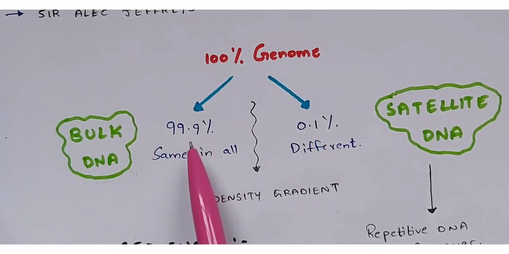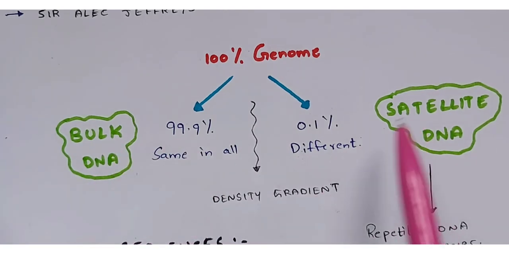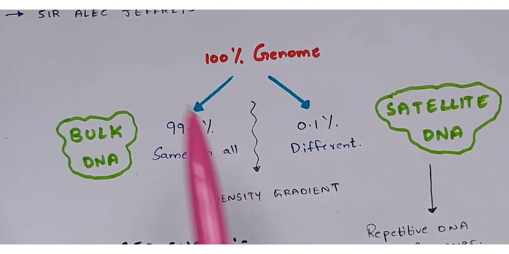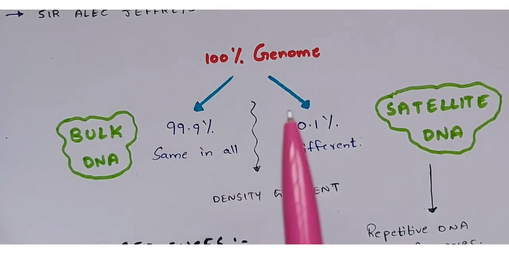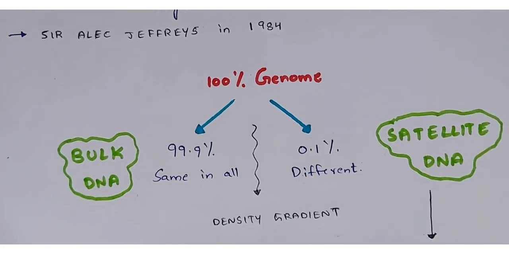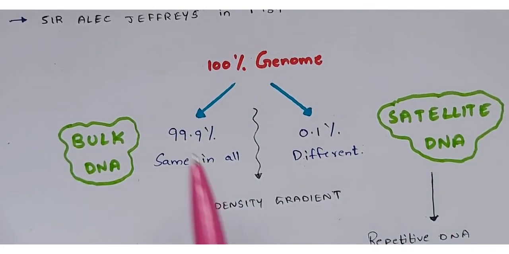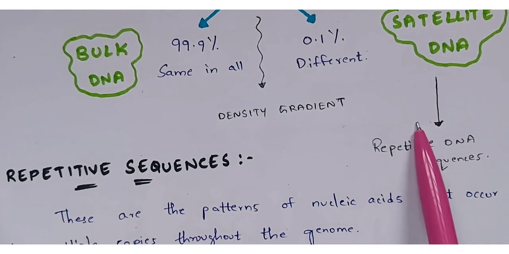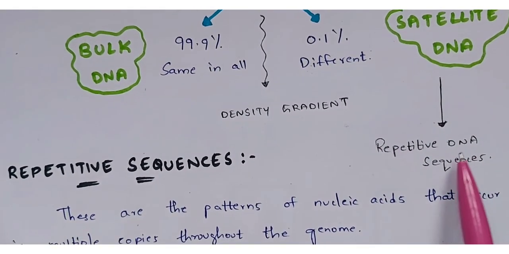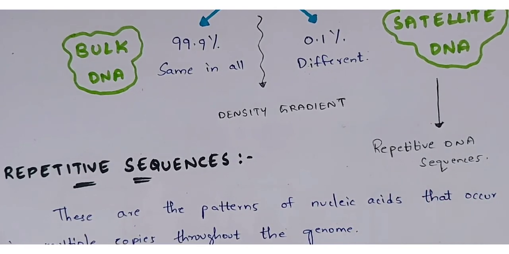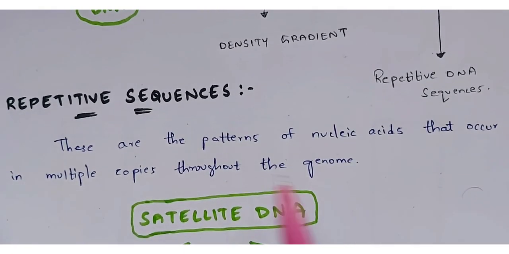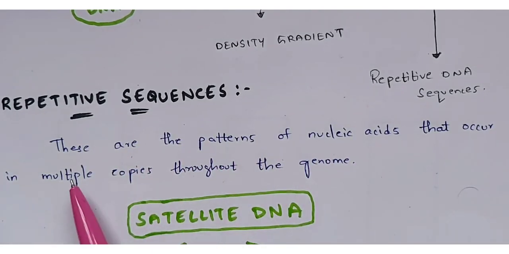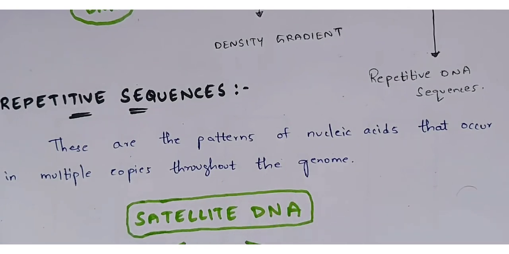This 99.9% of DNA is called bulk DNA, and this 0.1% of DNA is called satellite DNA. To perform DNA fingerprinting technology, this satellite DNA is used rather than the bulk DNA, right? So what is this satellite DNA? Basically, satellite DNA contains repetitive DNA sequences. So what are these repetitive sequences? These are very important to remember. These are the patterns of nucleic acids that occur in multiple copies throughout the genome.